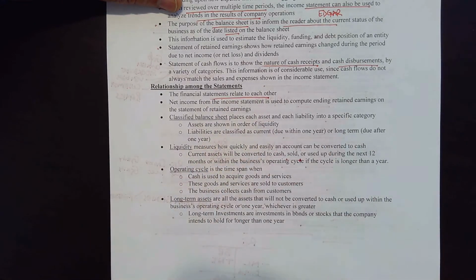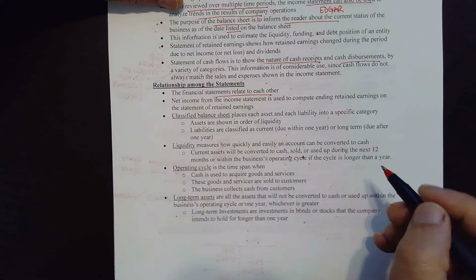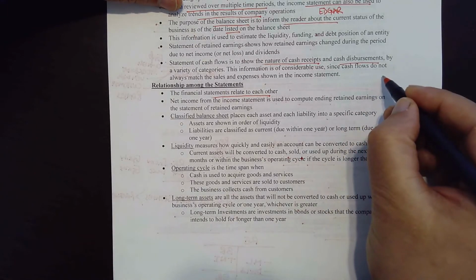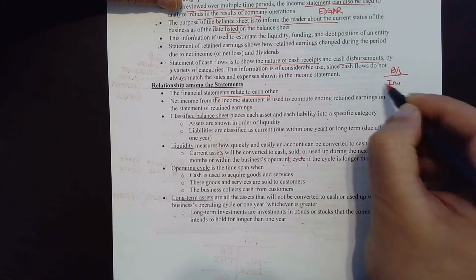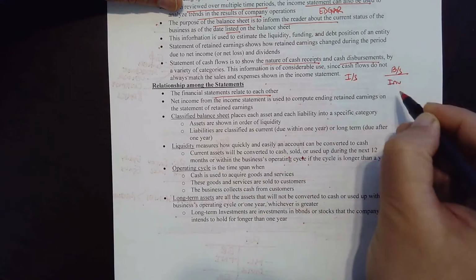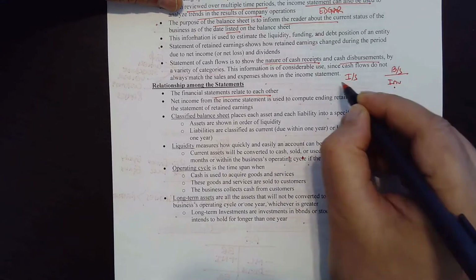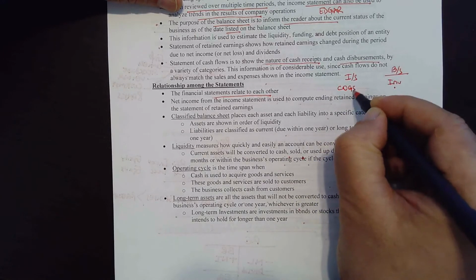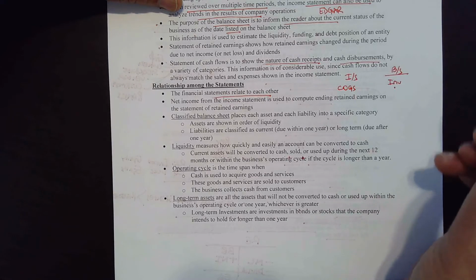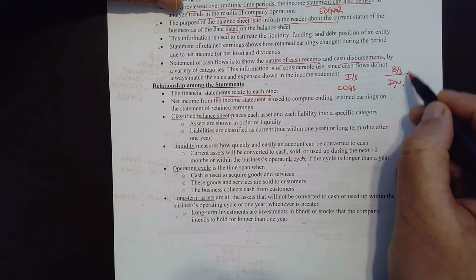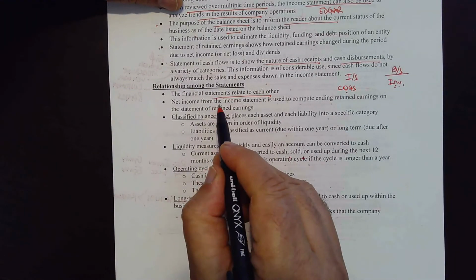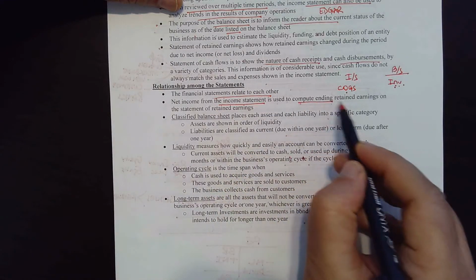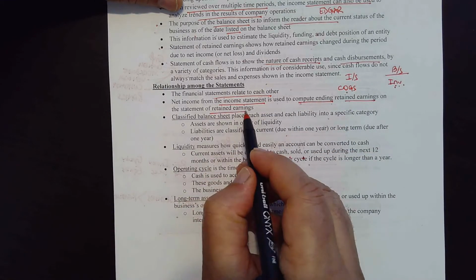All right. So for example, you have an inventory, right? Inventory is an asset, so it stays in the balance sheet. Here is the inventory as an asset, and here is your income statement. Once you sold this inventory, it goes on the income statement as cost of goods sold. So inventory not sold yet is an inventory, listed on the balance sheet. Once it's sold, it becomes a part of the cost of goods sold. Net income from the income statement is used to compute ending retained earnings on the statement of retained earnings.